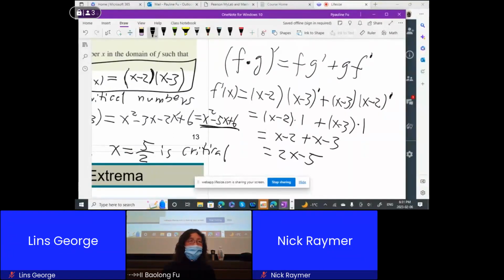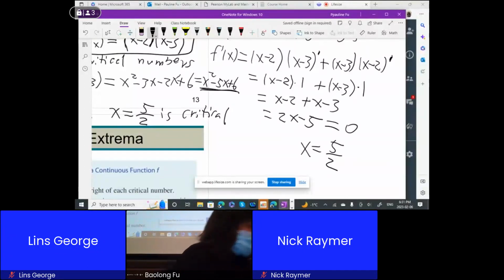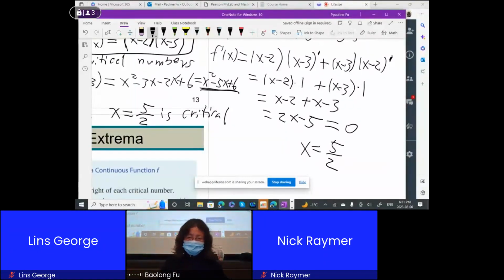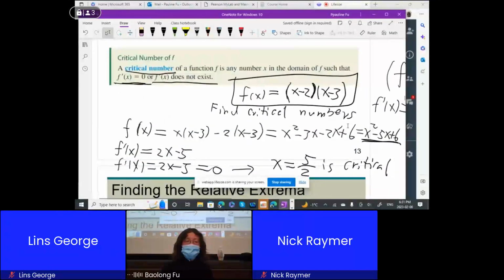In order to find a critical number, let the derivative equal 0 and solve for x. The same result as we get using the first method. Any questions? Find the critical number.